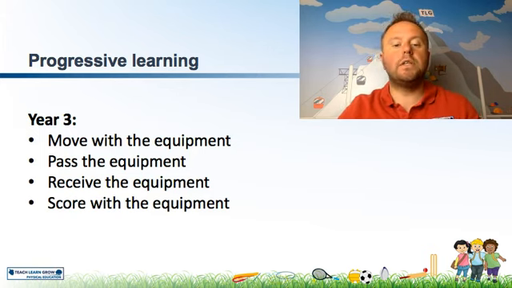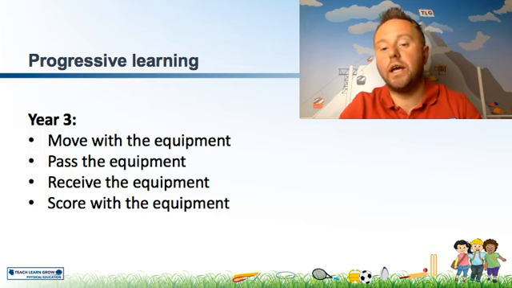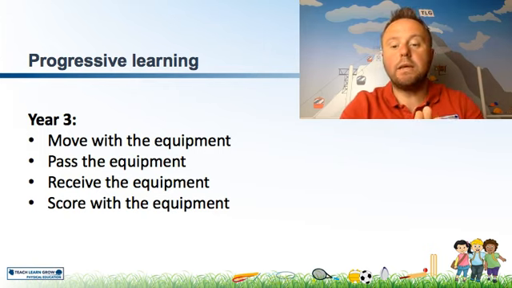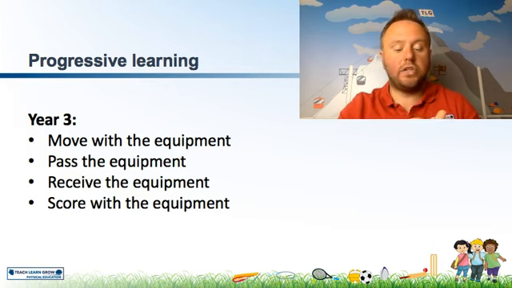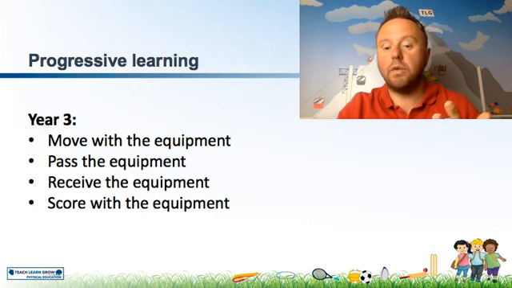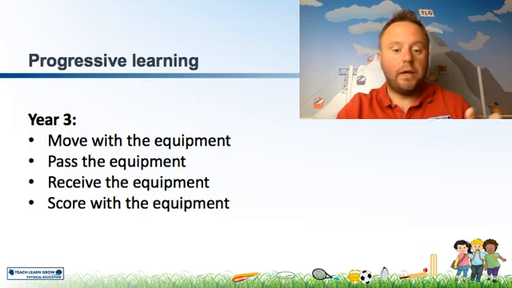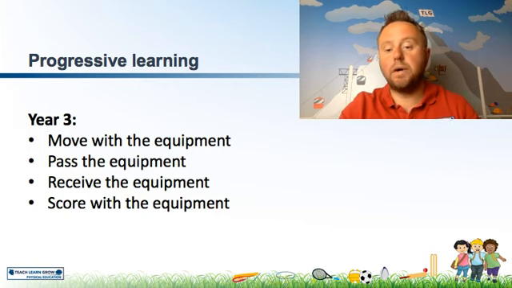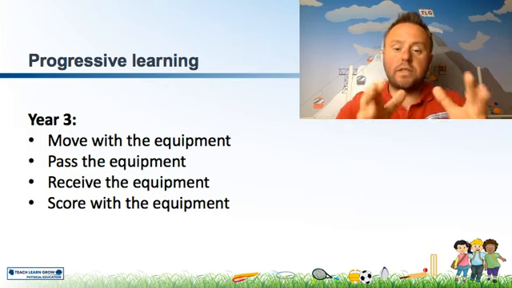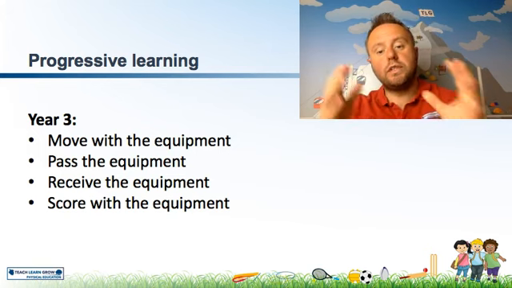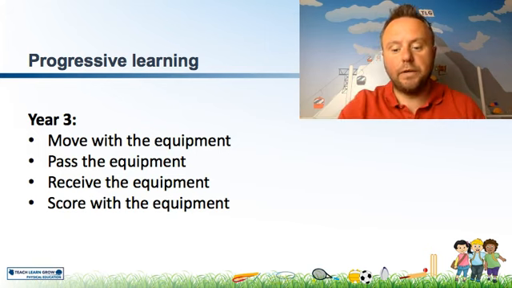So we look at being able to, in year 3, move with the equipment, pass the equipment, receive the equipment, and score with the equipment. So we do that in whatever sports, whatever invasion games we do in year 3, we learn the same kind of things. So in netball, we would learn how to pass the ball in a chest pass, bounce pass, shoulder pass, how to receive it without breaking the footwork rule, and how to score. In hockey, we would learn how to dribble, we would learn how to pass, we would learn how to receive, we would learn how to shoot. In rugby, we would learn how to run with the ball, pass with the ball, receive the ball, and score a try. We're doing the same fundamental skills, we're just using different sports as a mechanism to learn it.